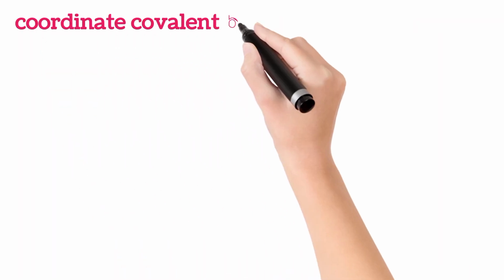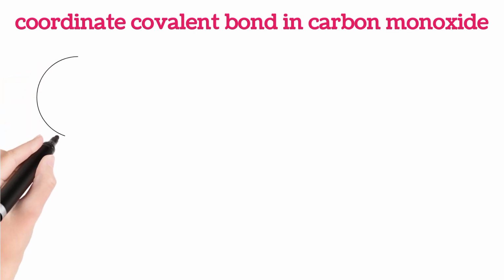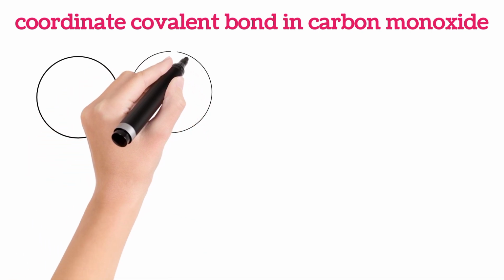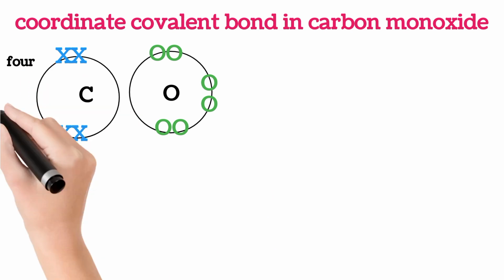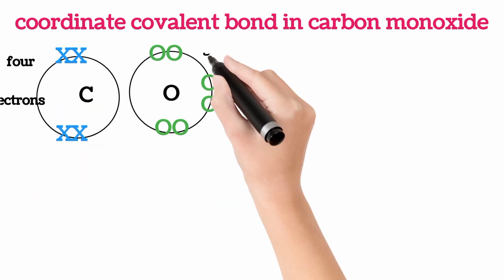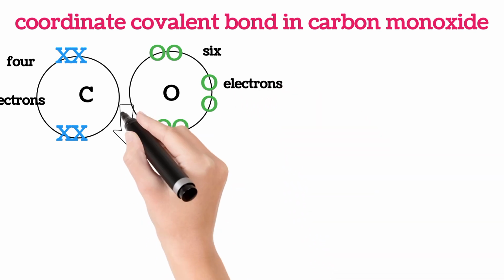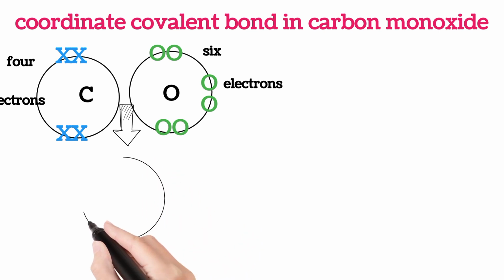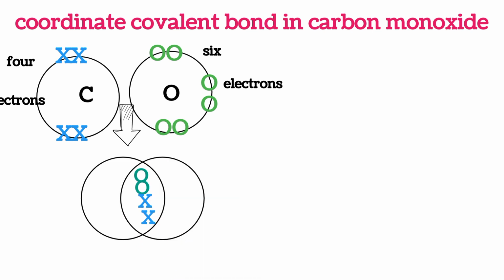Now, let's look at the formation of coordinate covalent bond in carbon monoxide. Consider carbon atom and oxygen. We know that in the valence shell of carbon, there are 4 electrons. And in the valence shell of oxygen, there are 6 electrons. Carbon and oxygen share 2 electrons each. If they contribute 2 electrons and share, they will form a double covalent bond.